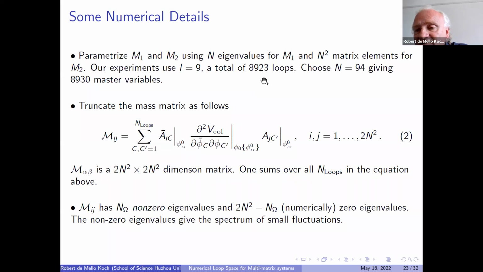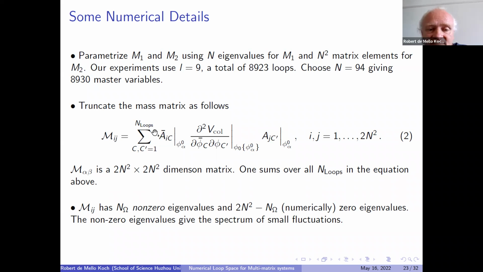Now you might wonder, how do numerical answers depend on n? If I took n as 95 or 96 or 97, how do the answers change? And the answer is there's almost no dependence on capital N. As soon as you're above the number of loops, then to the numerical accuracy you would trust, you're already getting accurate answers. We also truncate the mass matrix.